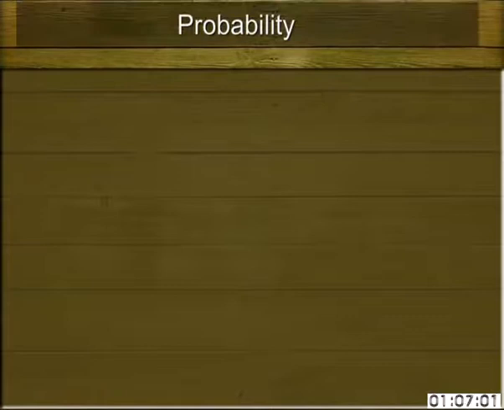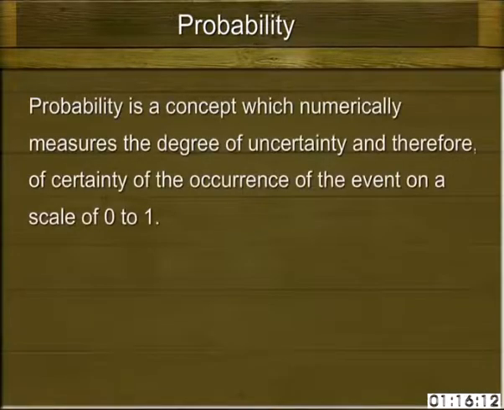Let us first try to understand what probability is. Dictionary meaning of probability is likely, though not certain to occur. Probability is a concept which numerically measures the degree of uncertainty and therefore of certainty of the occurrence of an event on a scale of 0 to 1. Its conception is in the study of games of chance. It plays an important role in decision making in day-to-day activities. So we shall discuss some concepts used in probability.